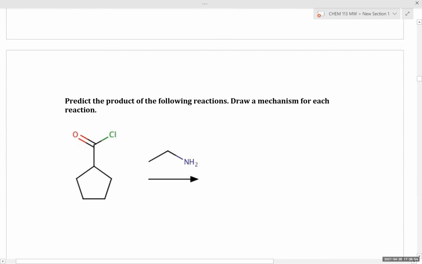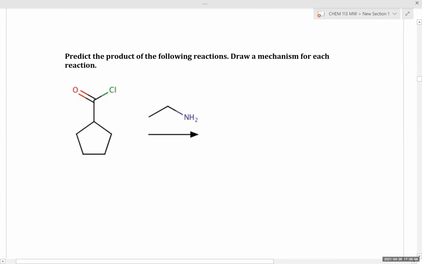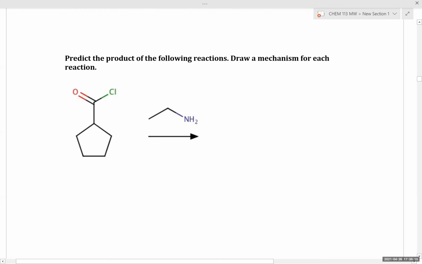So let's try to apply what we've learned now. In this case, we're working under neutral to slightly basic conditions. And I'd like us to predict the product of the following reaction and draw a mechanism for this reaction. So in this case, we have an acyl chloride and an amine. What is going to happen? So we have a nucleophilic amine, electrophilic acyl chloride.